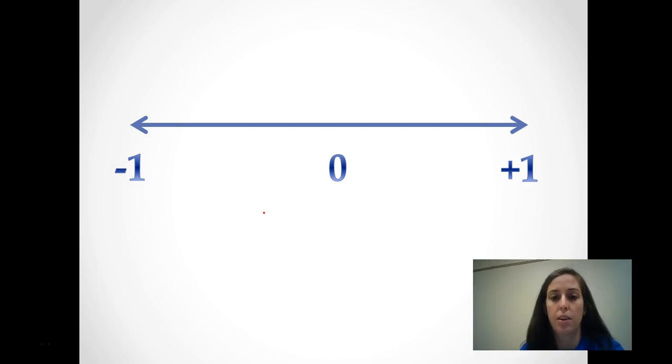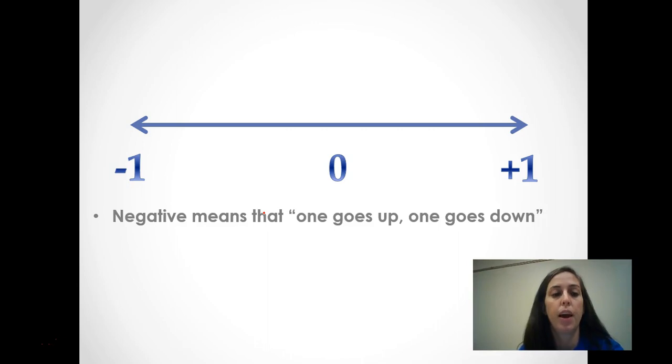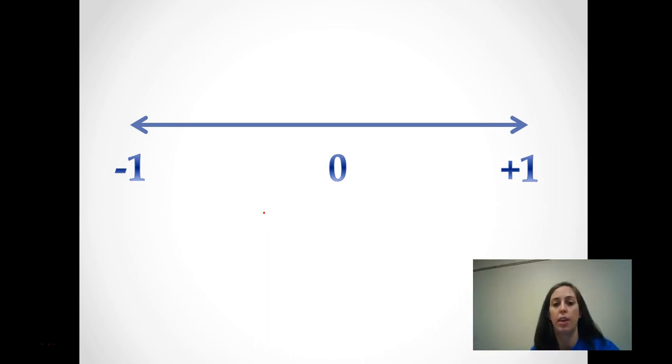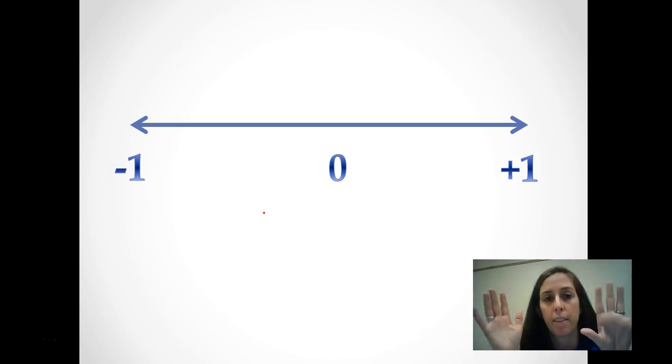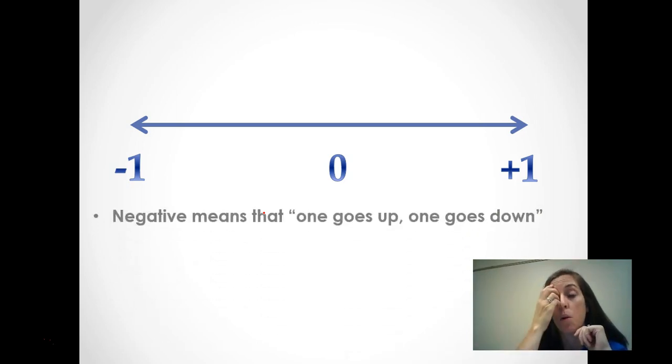Okay, let me see. I think on your paper, on the right, there's a place to write this. So I don't want you to think this is a big misconception. Negative does not mean bad, and positive does not mean good. So get rid of that in this situation. Negative does not mean bad, and positive does not mean good. Okay? In this scenario, negative means one goes up, one goes down.